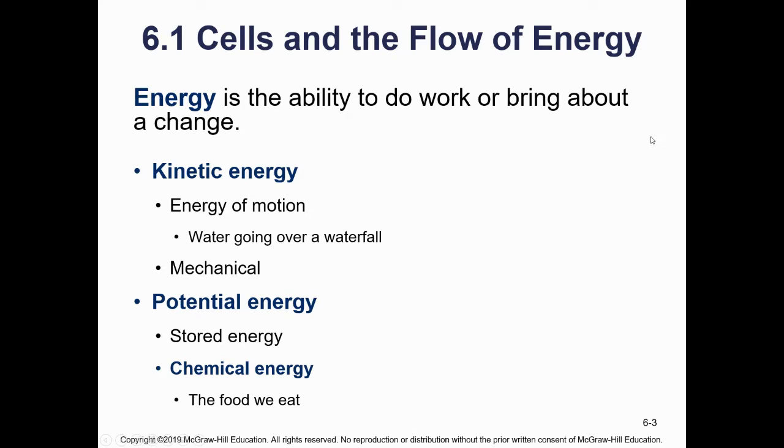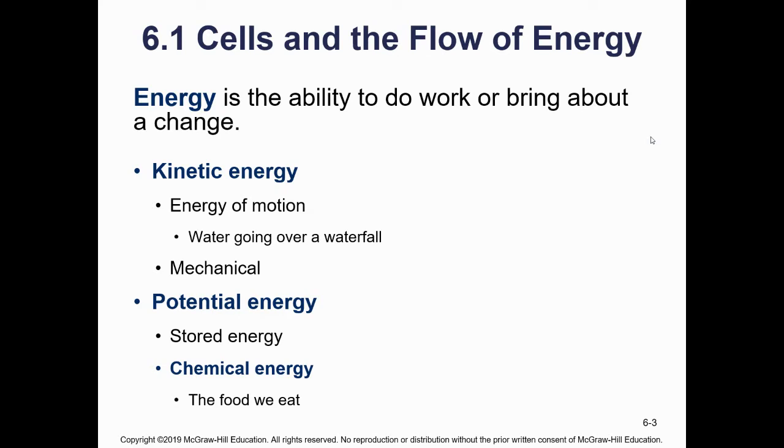So first, when we talk about cells and the flow of energy, energy is the ability to do work. So in order for cells to do work, to do anything, we need to have some energy. And we have different types of energy depending on what we are going to use it for. Broadly, we have kinetic energy, which is the energy of motion, mechanical energy or movement. Walking uses mechanical energy. Energy of motion is water going over a waterfall, and we can capture that and convert it to electrical energy.